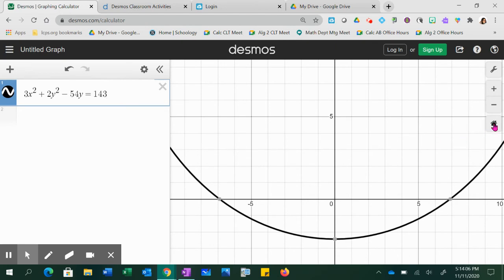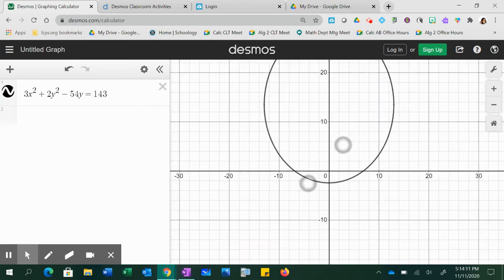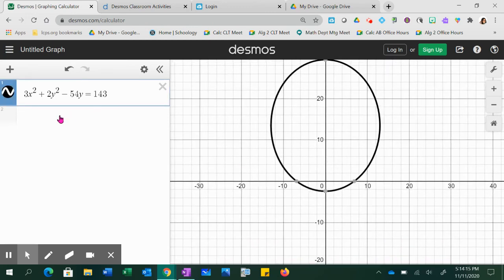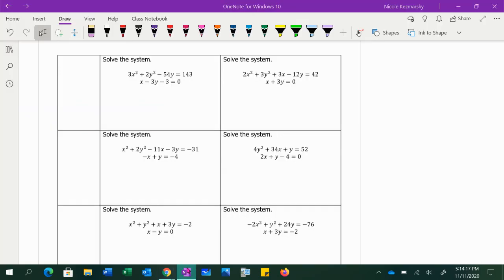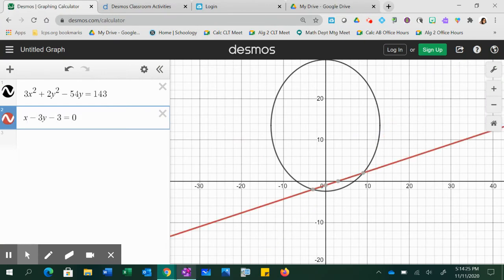So there we go. We've got ourselves, this is actually, if you zoom out, it's an ellipse. Kind of looks like a circle that's been squished. And then we're going to type in x minus 3y minus 3. I think it was equal 0, but let me double check.